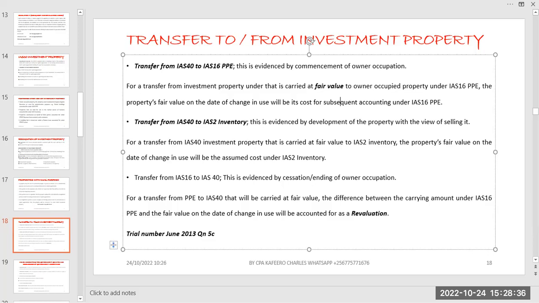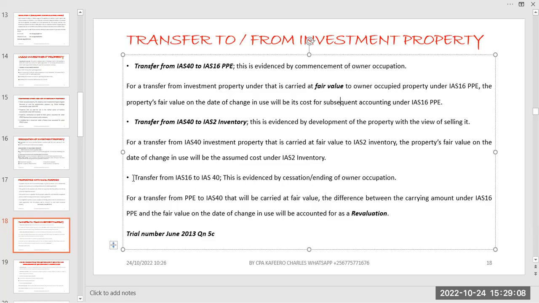Actually, it will be the assumed cost under IS2, that is inventory. Meaning the fair value at the time of conversion is going to be the cost for that asset that will be used for subsequent reporting. Hope you can be able to get that.